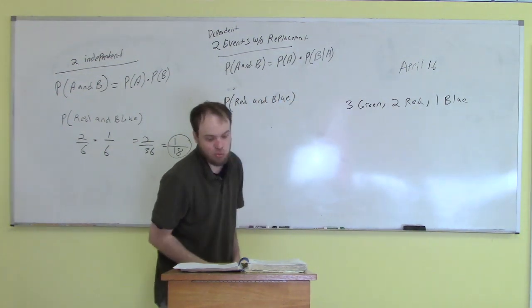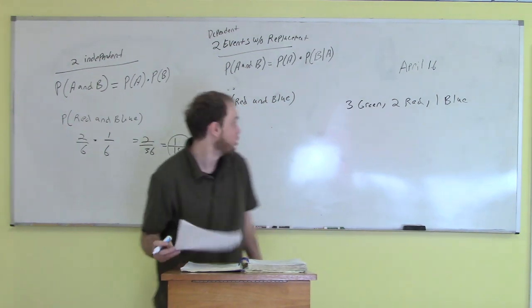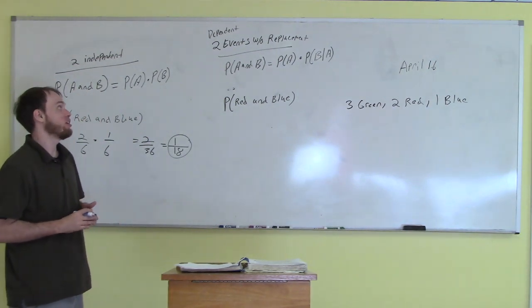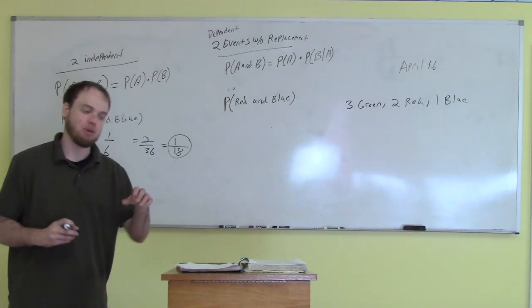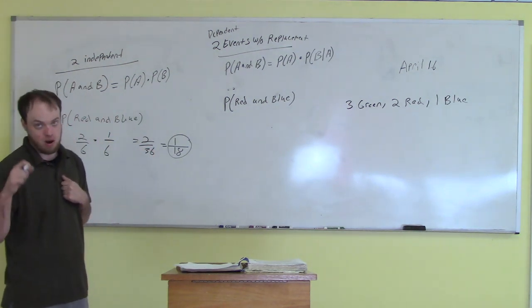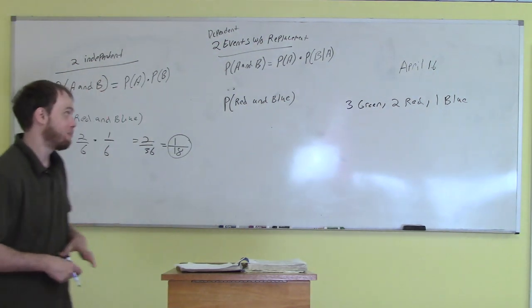But in this case, what happens is I'm going to actually keep the marble, I mean. So these are two events without replacement, meaning I'm going to choose a marble, and then I'm going to keep that marble, and then I'm going to choose another marble. And so what's the probability of choosing a red and blue marble this time?